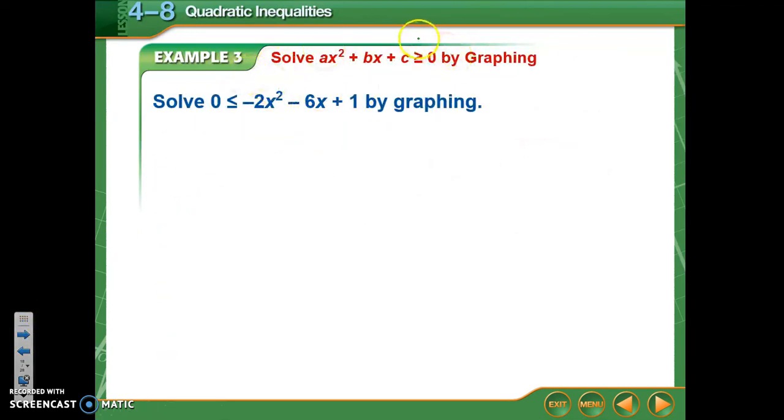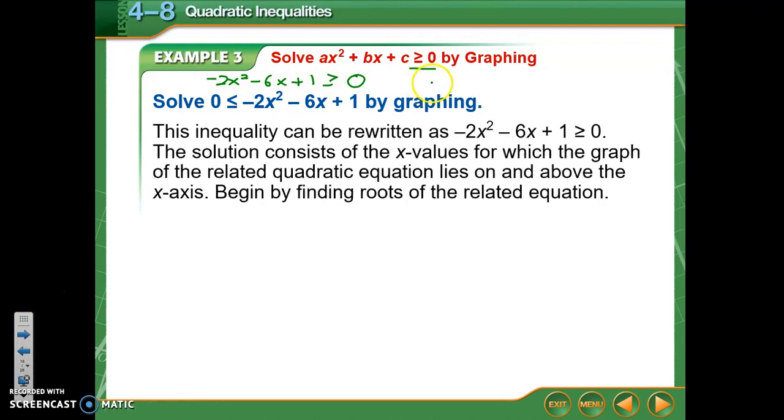Okay, so this time we're going to look at one that is greater than. So this time we're doing greater than or equal to 0. So here I have 0 is less than or equal to -2x squared minus 6x plus 1. Remember, that's the same thing as writing -2x squared minus 6x plus 1 is greater than or equal to 0. So we're going to solve this by graphing. And this time I'm going to be looking for my x values where the graph is on and above the x-axis, because I'm looking for greater than or equal to 0.